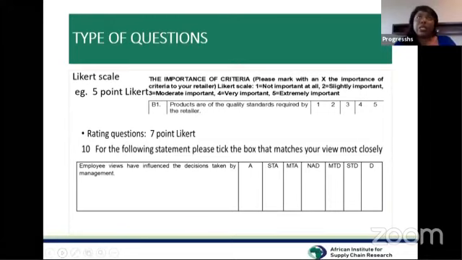The moment you go to 11 points, then you should know you are really pushing your luck. The moment you try to go to a 101-point Likert scale, that's really, really pushing your luck. And the chances of you getting reliable results and valid results from that are very slim. So you have to think about that.